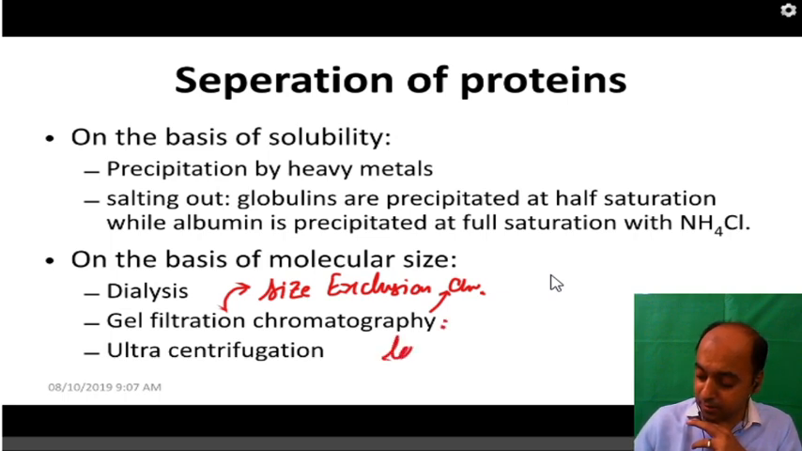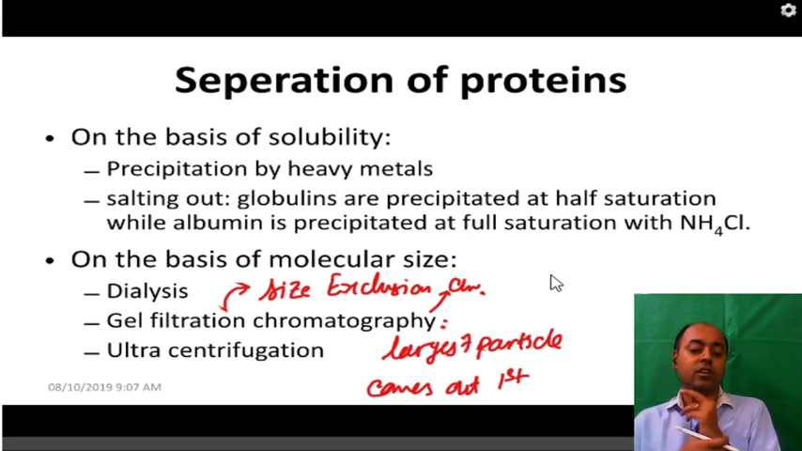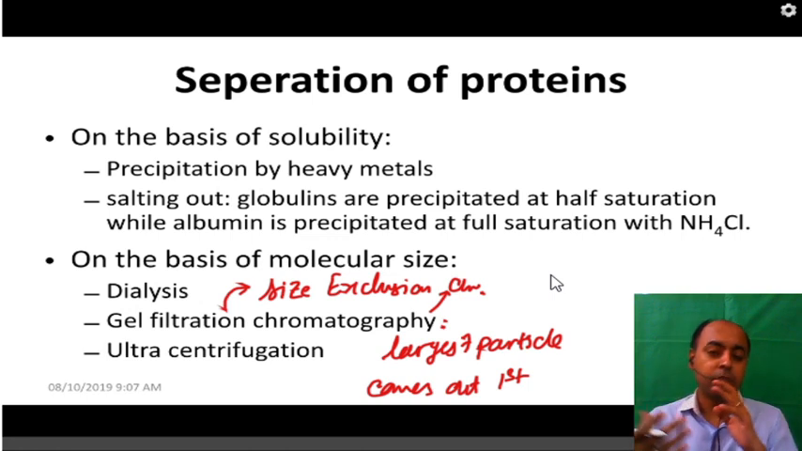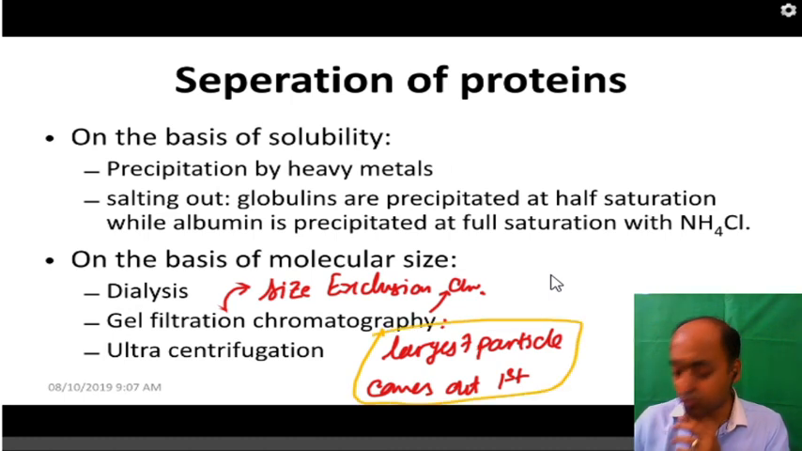The size exclusion chromatography, or the gel filtration chromatography, is special, because in this case the largest particle comes out first. So this is a unique method of the chromatography. Normally what happens in chromatography, the smaller particles will come first, then the bigger than that, and the more big particles, and lastly the biggest particle will come. But in size filtration chromatography or the gel filtration chromatography, the largest particle comes out first. So this is the point you have to remember.